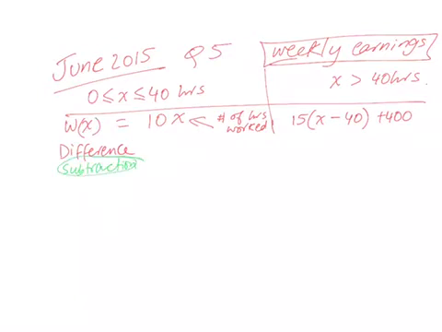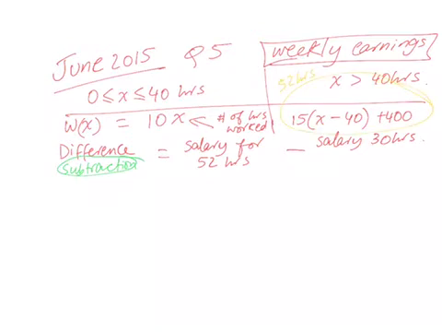Right? They're saying that there is an earning rate for 52 hours and for 38 hours. So salary for 52 hours minus salary for 38 hours. Right? Now for the 52 hours, we'll use this formula. This is for 52 hours. And for the 38 hours, we'll use this formula. So 52 hours would be 15, x is 52, right? So let's plug in 52 plus 400. So I'm done with that formula.